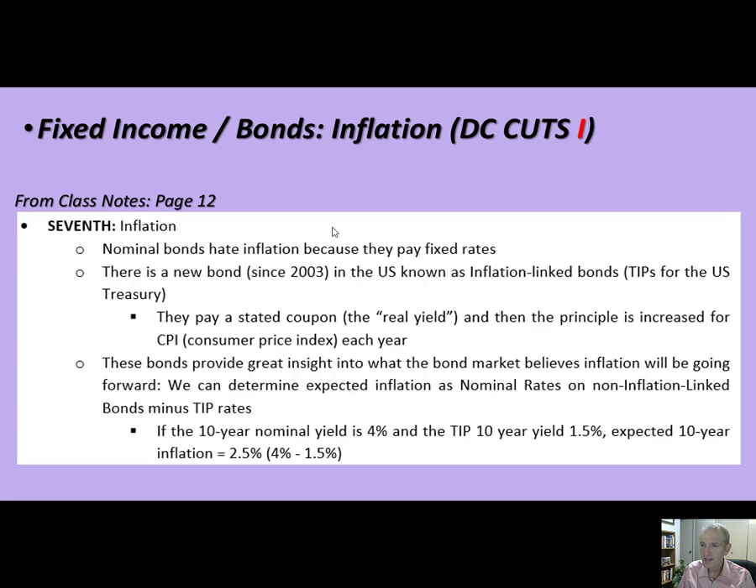But the wonderful thing about these new bonds is we now know what the real yield of interest in the United States is, because that's what these bonds pay. They pay the real yield, and then once a year, they add whatever inflation was for that year to the principal of the bond. And so essentially you're getting a stated real yield plus you're getting inflation added to your principal. Now you have to be careful because that can go negative. Inflation can be negative, so you can lose some of that. The wonderful thing about these bonds is we now have great insight into the bond market and what it believes about inflation.